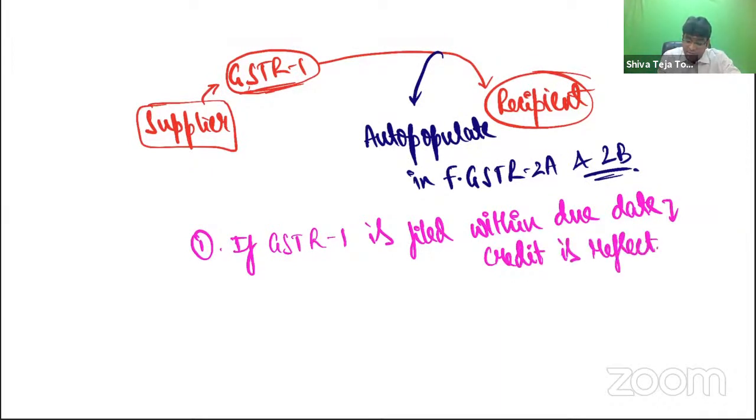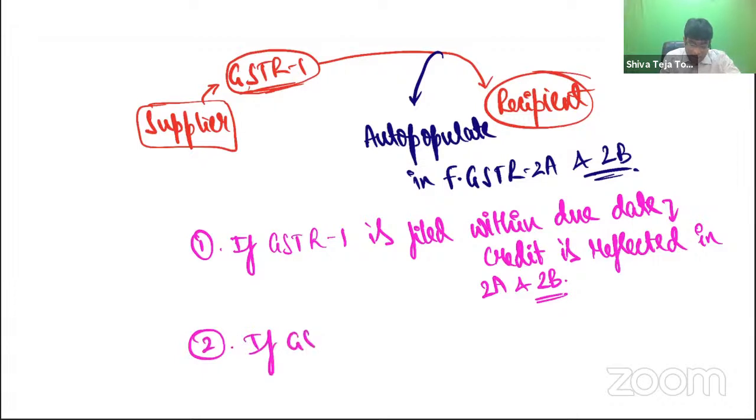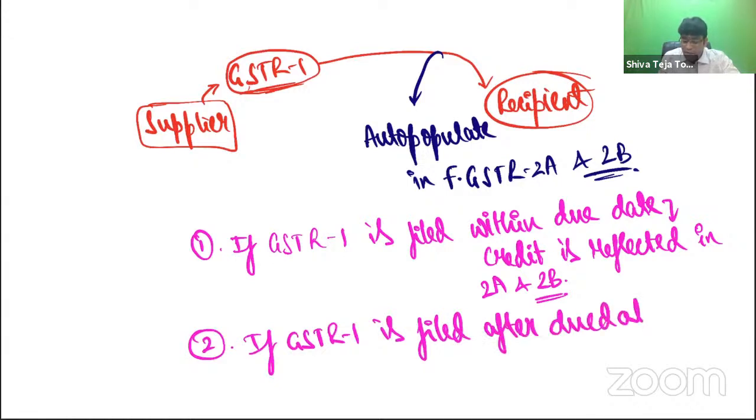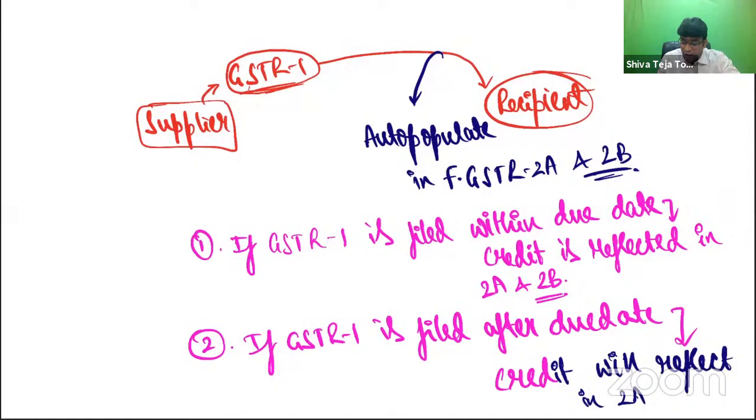is reflected in 2A and 2B. So the details shown in GSTR1 will reflect in both 2A as well as 2B. But by any chance, if GSTR1 is filed after the due date, then what will happen? Straight point, my dear friends. If GSTR1 is filed after the due date, the point to be noted is that the credit will reflect in 2A and not 2B.